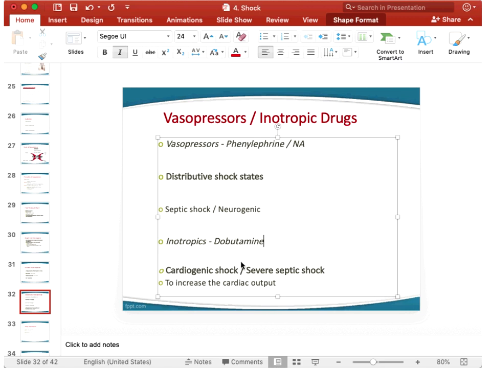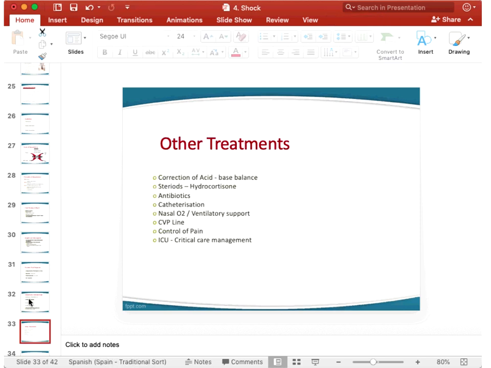I don't want you to learn this. This is just a scheme for you to see that whatever it takes to get that patient out of shock, you have to use it. You have to do it. Questions?